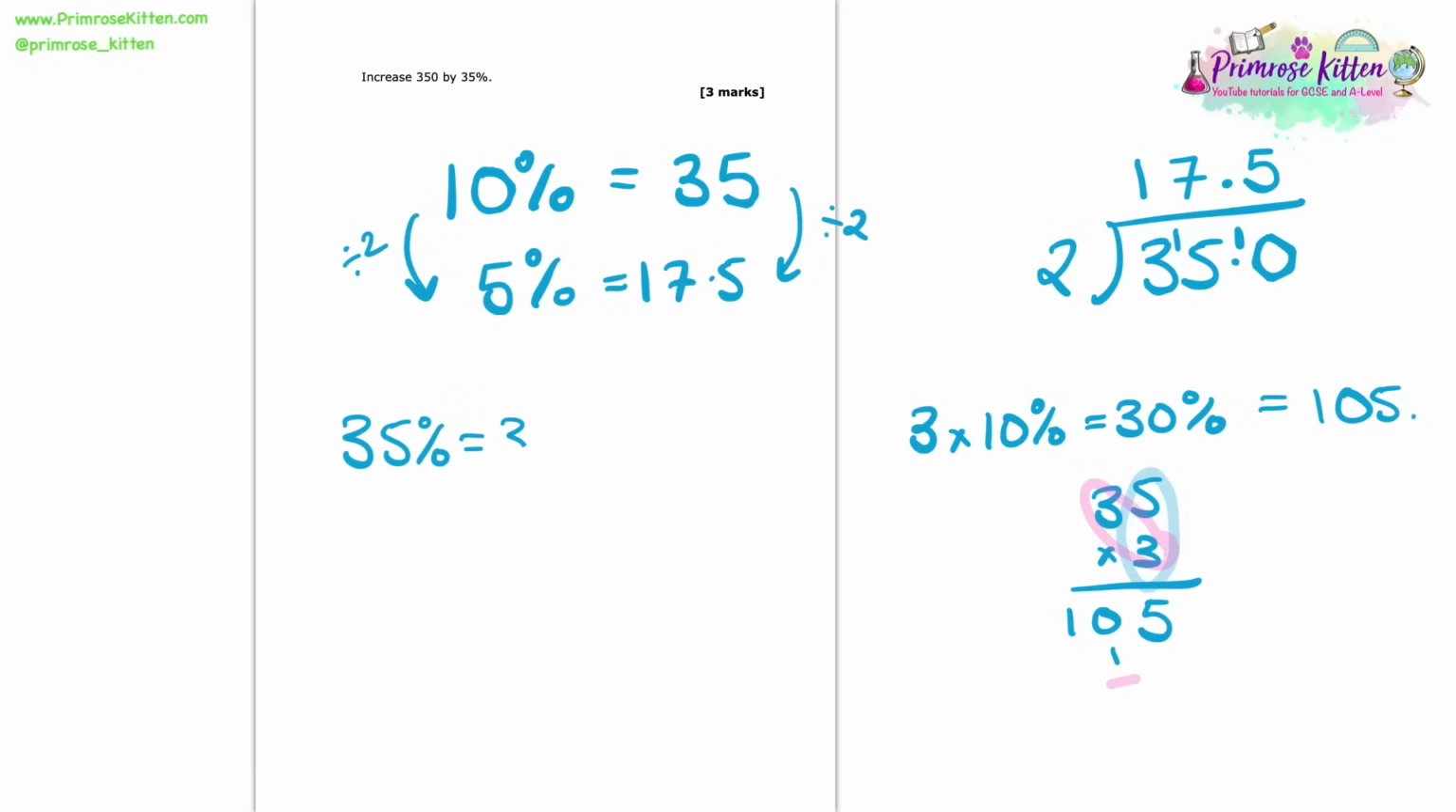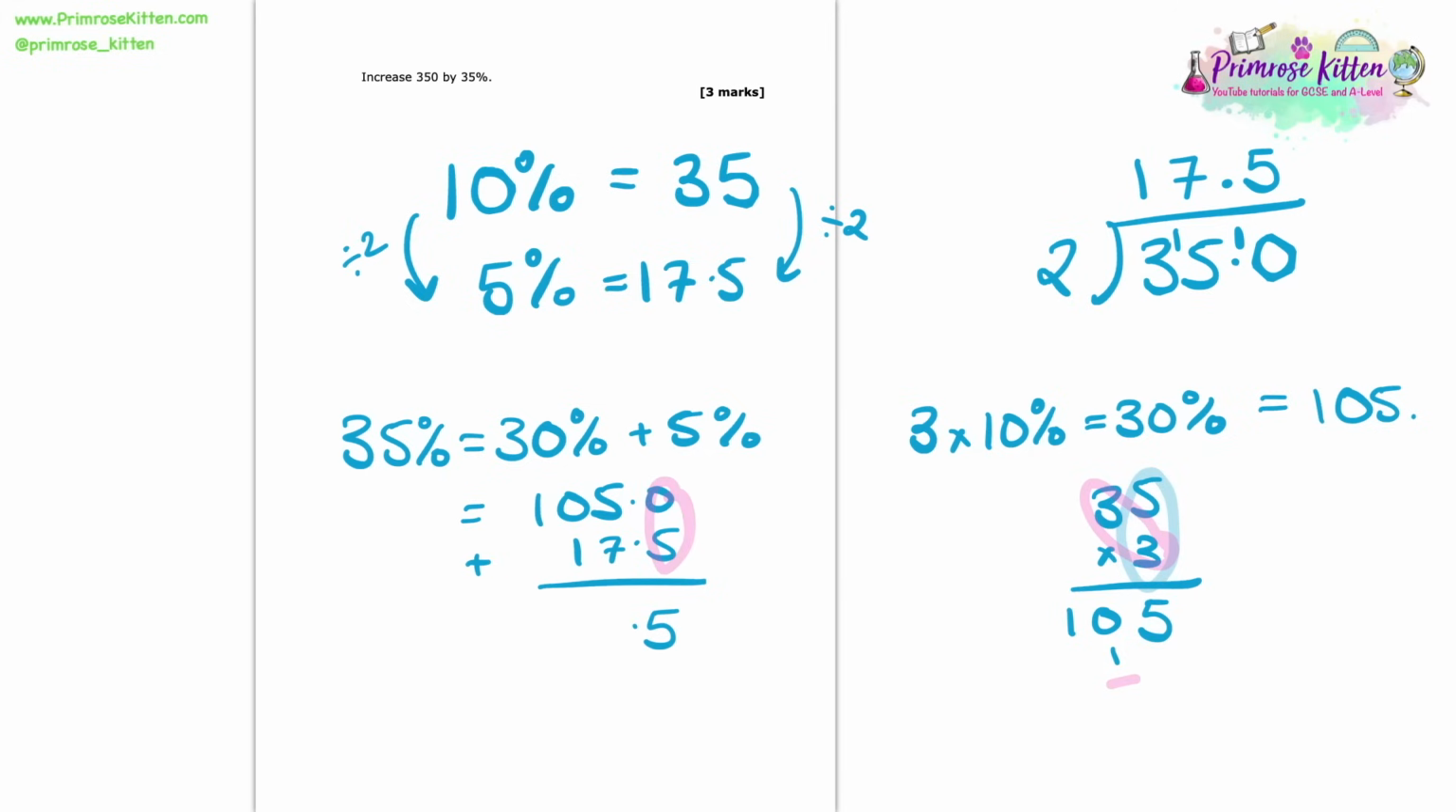So we'd get that by taking the 30% and adding the 5%. So that's going to be 105 add 17.5. So by doing this, I'm going to say, what is 0 plus 5? That gives me 5. What is 5 plus 7? I know that that is 12. So I'm going to write down the 2 here and carry the 1. Next up, I will do 0 plus 1 plus another 1, which gives me 2. And finally on the end here, I just have a 1 on its own, so I'll just write down 1.